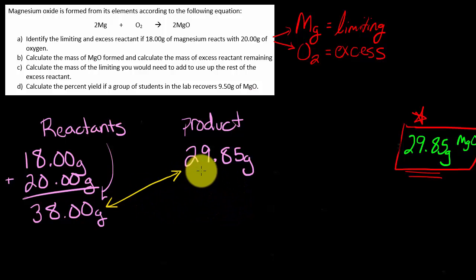left over. Because of this 29.85 grams, 18 of it is magnesium. Because remember, magnesium was limiting, so all of it has been used up. And whatever is left over is how much of the 20 grams of oxygen has been used. So we can take 38 and subtract from 38 the mass of the product, 29.85 grams.